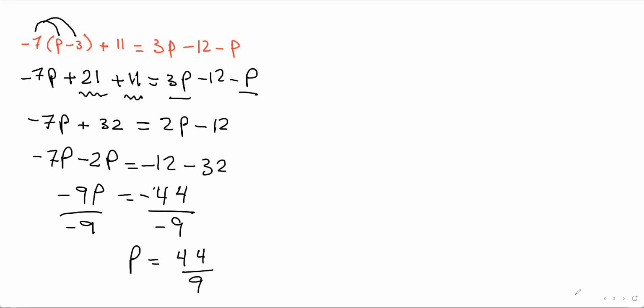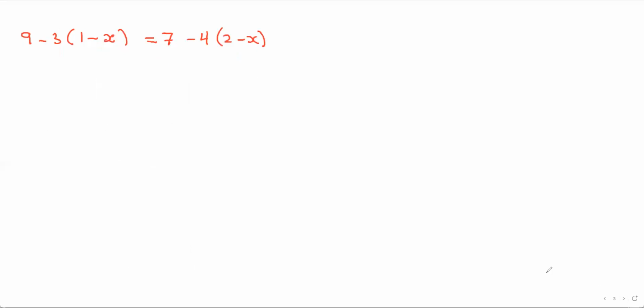Okay, so we'll move on to the next question. Here's one more. So the first thing, we have to use the property of distribution. So negative 3 has to go into here and to there. Also negative 4 has to go into here and to there. So we'll have the 9 minus 3 and negative 3 times negative x, that becomes plus 3x because negative times negative is positive. Equals 7 minus 8, because you multiply into here, and when you multiply into there, it becomes positive 4x.